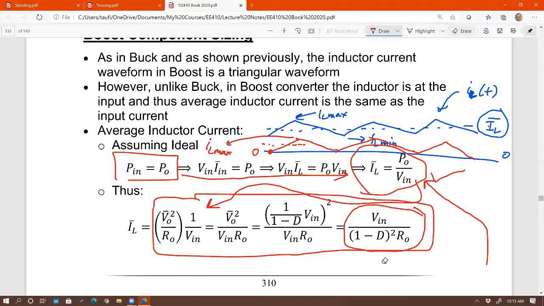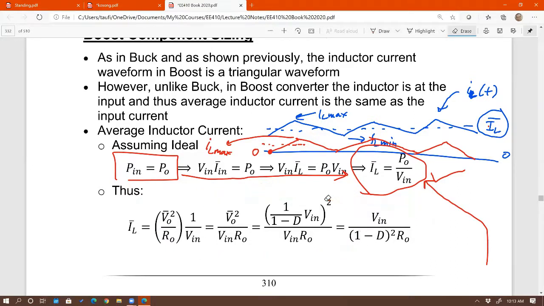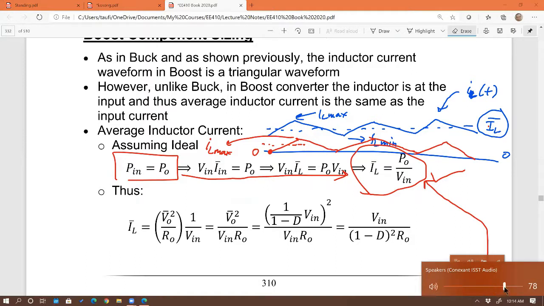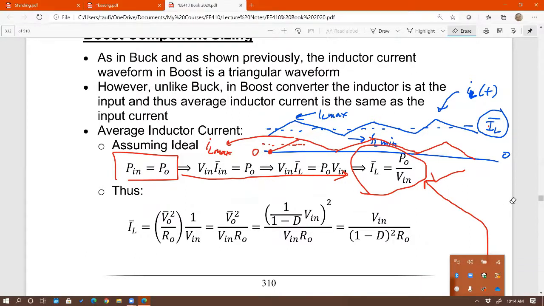Okay, any question on this? So wait, Tawfiq, if we originally said P out over V in in order to get IL max, we wanted a minimum V in. In the second version, the final version of the equation where you have V in over 1 minus D squared RO, would that still hold true, or would you want to say have RO min and V in max?